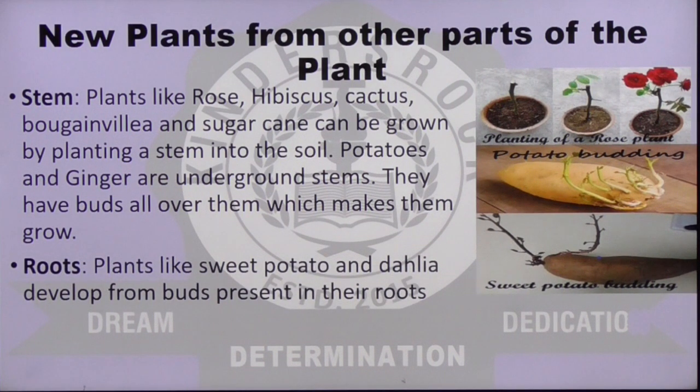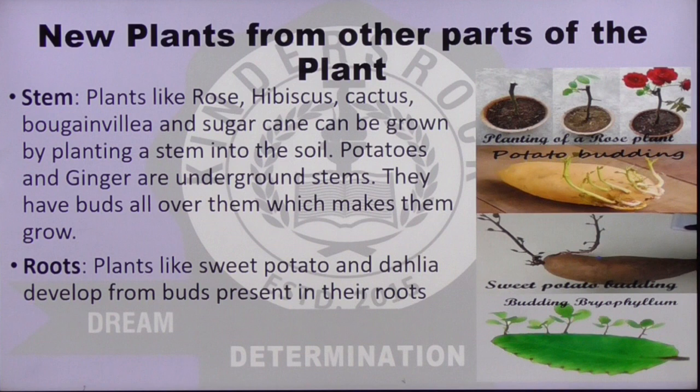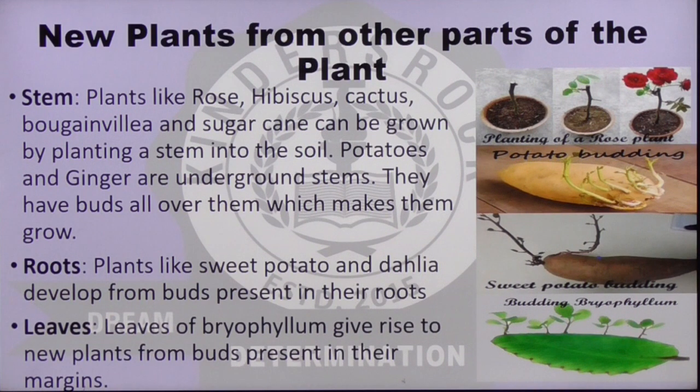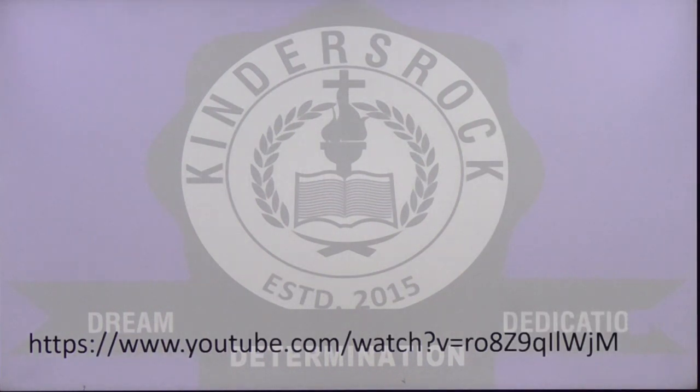The second one is roots. Plants like sweet potato and dahlia develop from buds present in their roots. And then we have the budding bryophyllum. Leaves of bryophyllum give rise to new plants from buds present on their margins.